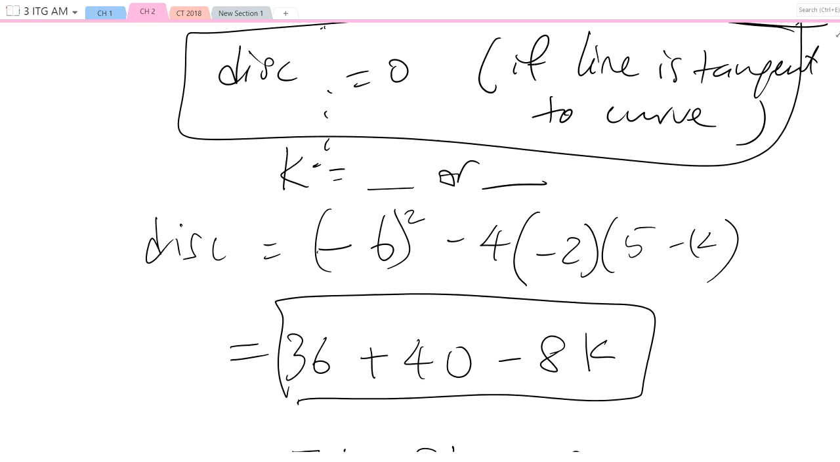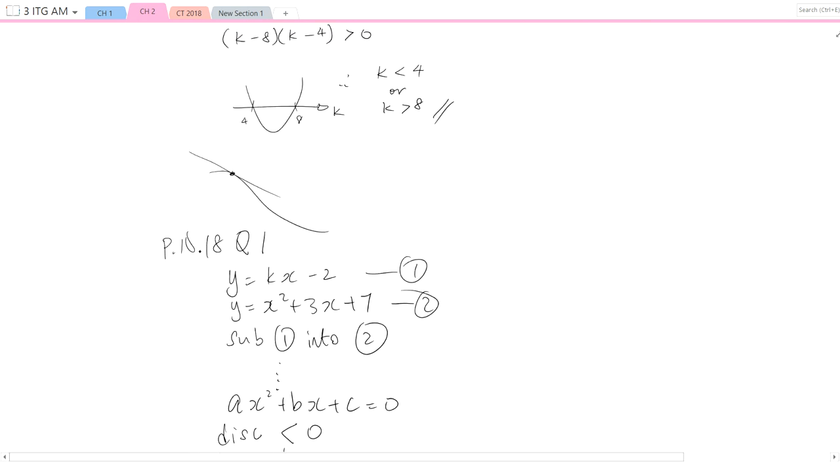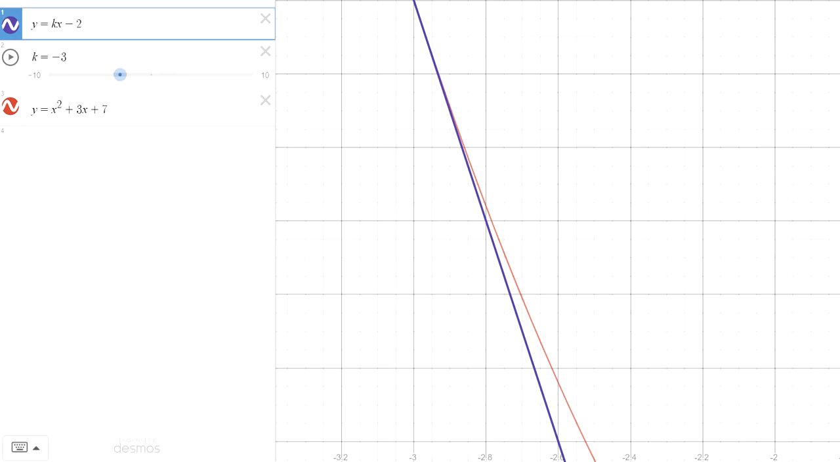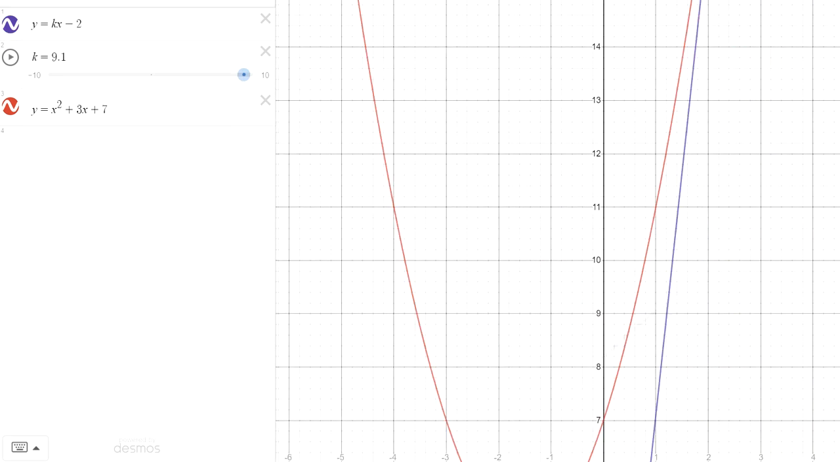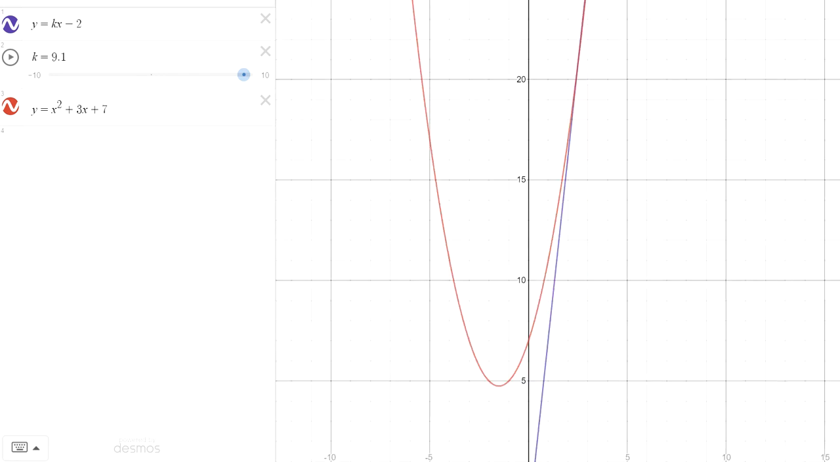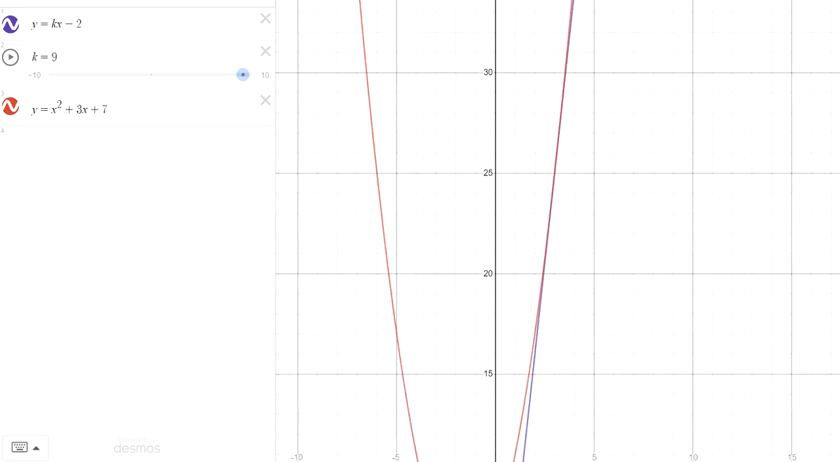How many answers do we have for question 1? What are they? Negative 3 as well as 9. So let us go back to this. We will extend it to 9. Over here, can you see it? It touches at one point only, which is found here. Tangent again. That is for question number 1.